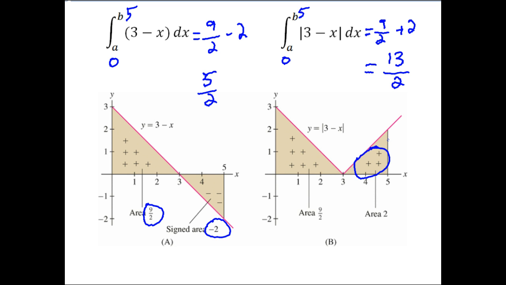Okay, so when we integrate even over the same interval, we get two different areas because in the original function 3 minus x, we have a portion of that area below the x-axis, which gets a negative sign.